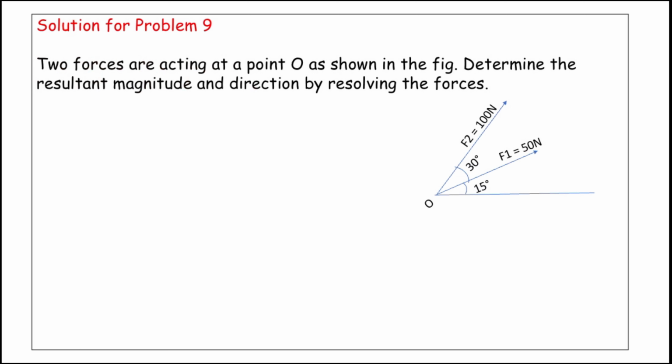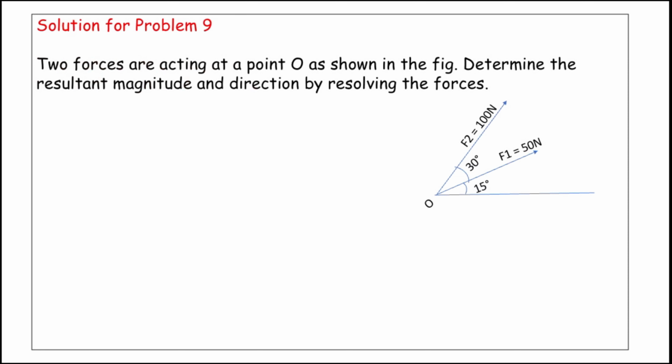So see the diagram. From the point O, there are two forces F1 and F2. F1 is 50 Newton and F2 is 100 Newton. F1 is made at an angle of 15 degree from the x-axis, and F2 is made at an angle of 30 degree from the force F1. The angle of F2 from the x-axis is 45 degree. It is the summation of 15 plus 30 degree.